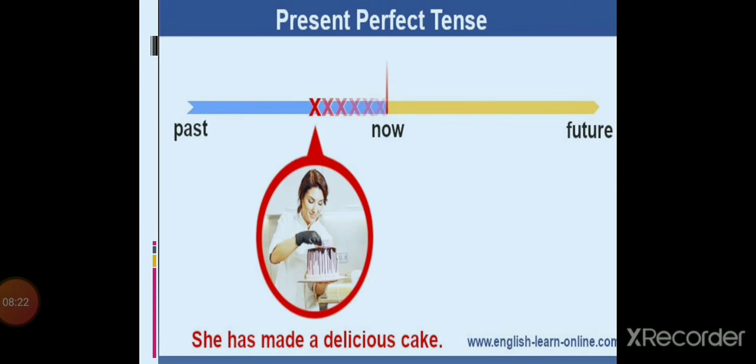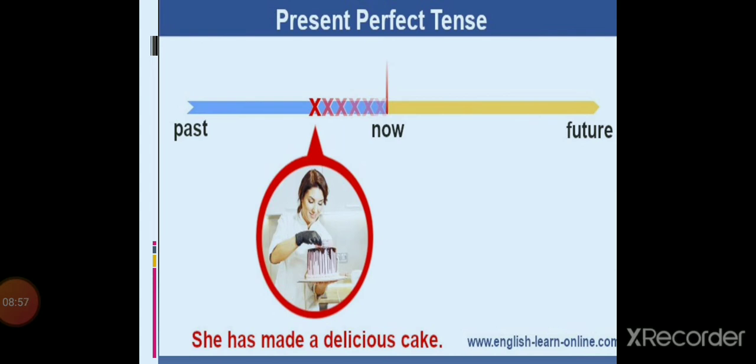Now, here is the information about the present perfect tense. What is the example here? She has made a delicious cake. Suppose your mother has made the delicious cake. It means maybe in the morning she started to prepare it. The process of preparing it was going on, and by 11 o'clock she had done it. It means she finished her work, right?